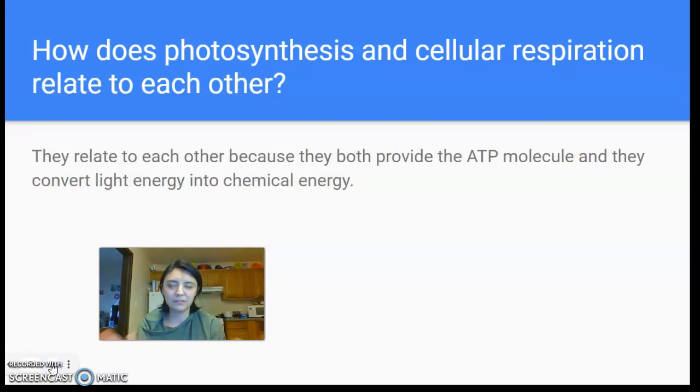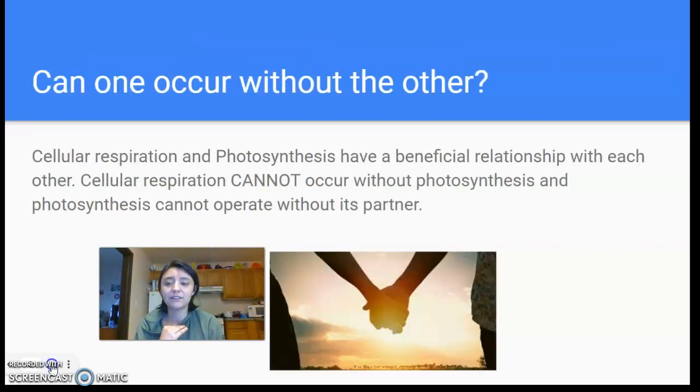How do photosynthesis and cellular respiration relate to each other? So I just put it down in plain simple words. I'm not going to give you anything too big to digest because this is a lot of information to digest. So I just put that they both produce ATP molecules and that they convert light energy into chemical energy. That is how these two relate to each other.